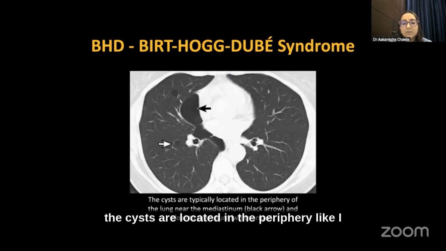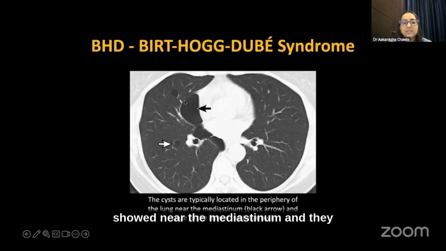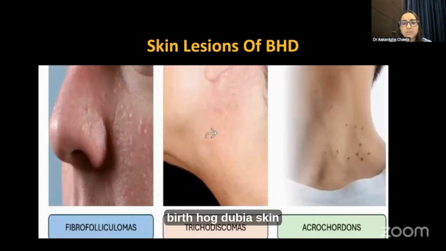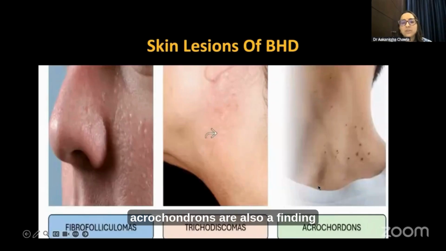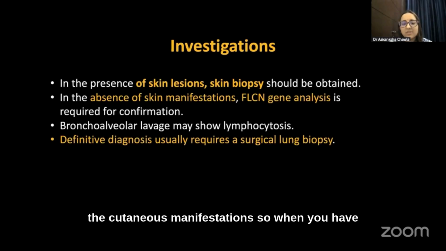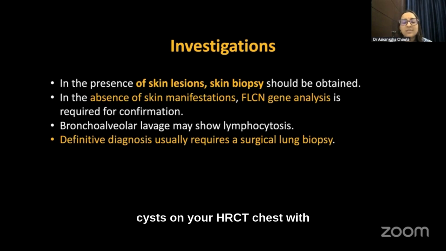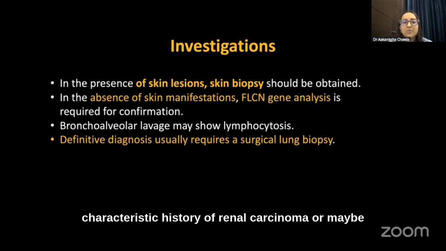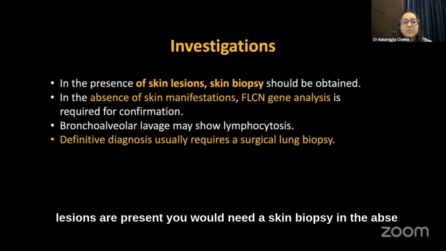So the cysts are located in the periphery, like I showed, near the mediastinum, and they are also close to the fissure. So these are some characteristic presentations of Birt-Hogg-Dubé. Skin lesions like fibrofolliculomas, trichodiscomas, and acrochondrons are also findings seen in Birt-Hogg-Dubé syndrome in the cutaneous manifestations. So when you have the characteristic presentation along with cysts on your HRCT chest, with characteristic history of renal carcinoma or maybe recurrent pneumothorax in family, then if skin lesions are present, you would need a skin biopsy.